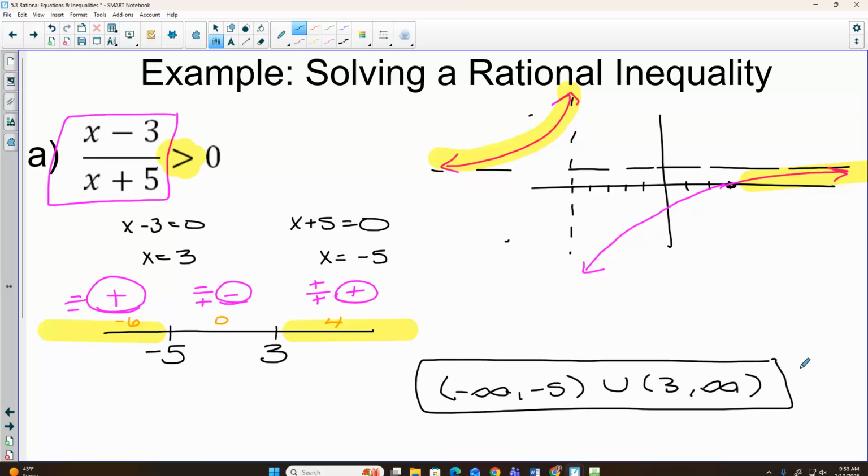So you can choose to draw a graph and find all the information like we were doing before, or all we really have to do is test points and check, is this positive or negative? All right. Questions on that? Let's look at this one.